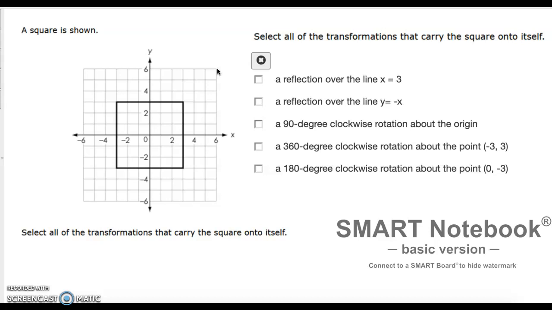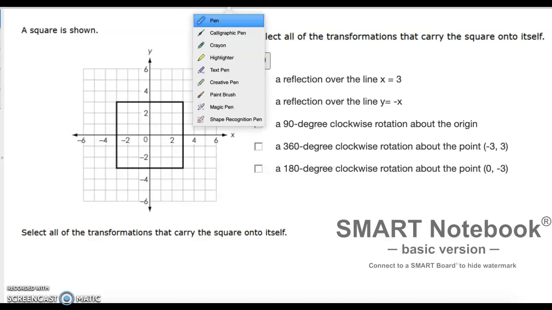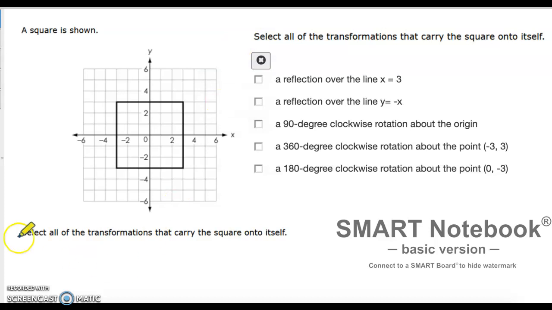So here it says a square is shown. Then they give us a square graphed here on our coordinate plane, and it says select all of the transformations that carry the square onto itself. So again, when it says select all, that means there could be more than one correct answer. So we don't just want to find one correct answer and then stop. We need to go through and look at each of our choices one by one.